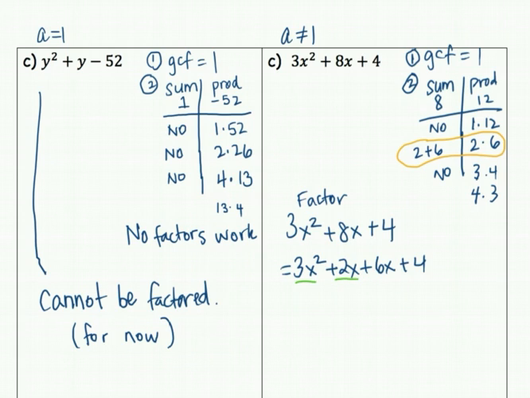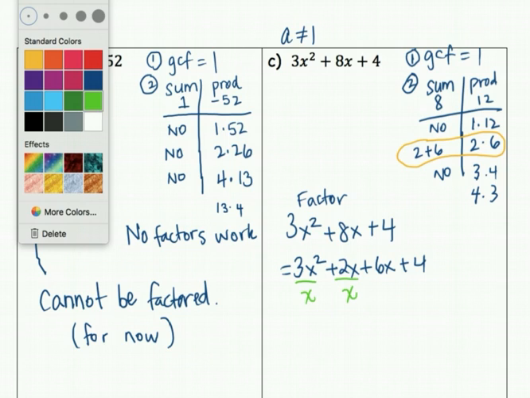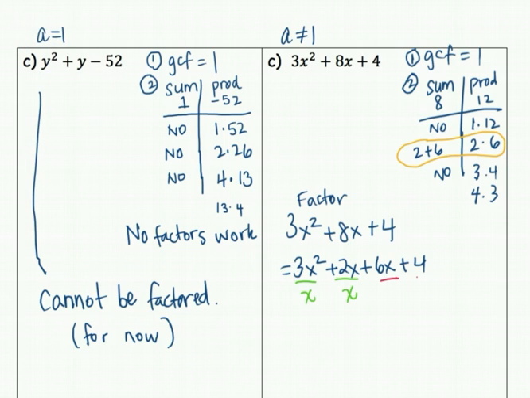Okay, any numbers that work? 1 does. But any letters? X does. So I don't write 1 because I know I could just write X. But if it really bothers you, you can write 1X, I guess. And then from there, the other one. What works with these two? They're both even, so 2. Any letters? No.